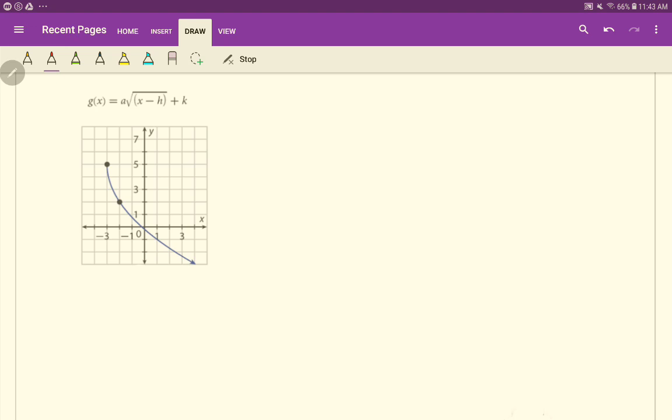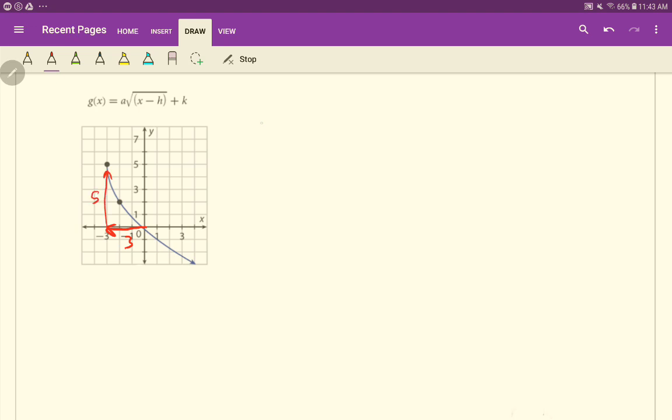Again, we want to write it in the normal format that we've been doing, a times x minus h, and then plus the k there. So again, how is this transformed? How is it shifted? Well, left 3 and up 5.